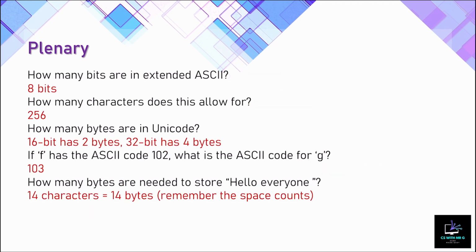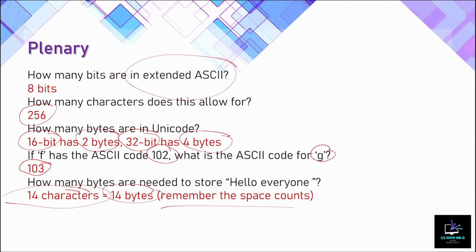And just to finalize, here's our solutions. 8 bits for extended ASCII. How many characters? 256. How many bytes are in Unicode? Well, 16-bit Unicode has 2 bytes and 32-bit has 4 bytes. If F has the ASCII code 102, then the ASCII code for G is 1 more in the alphabet, so 1 plus 102 is 103. And then how many bytes are needed to store hello everyone? 14 characters equals 14 bytes. Remember, the space counts in between hello everyone.